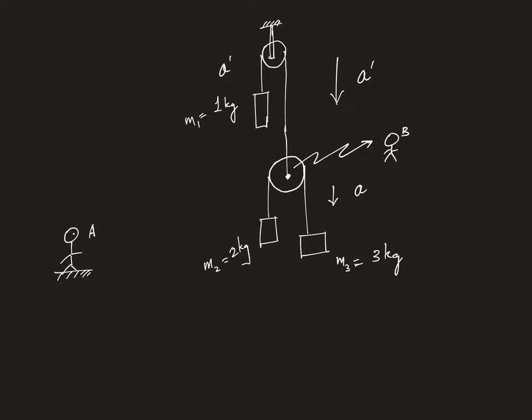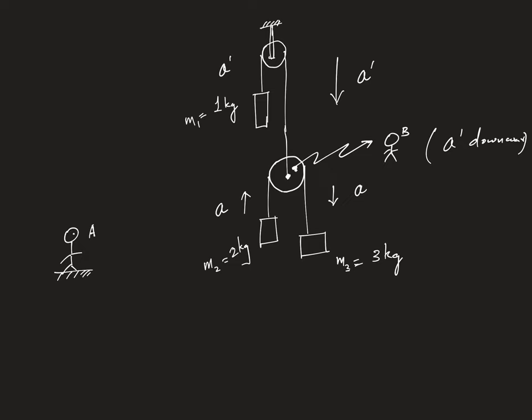sitting on top of this pulley, because for him, this person is sitting on this pulley. He is already accelerating down with an acceleration of A prime downwards. Then he is looking at these two things, and for him this particular mass is accelerating downwards with an acceleration of little a, and this will be accelerating with an acceleration of little a, but in the opposite direction.